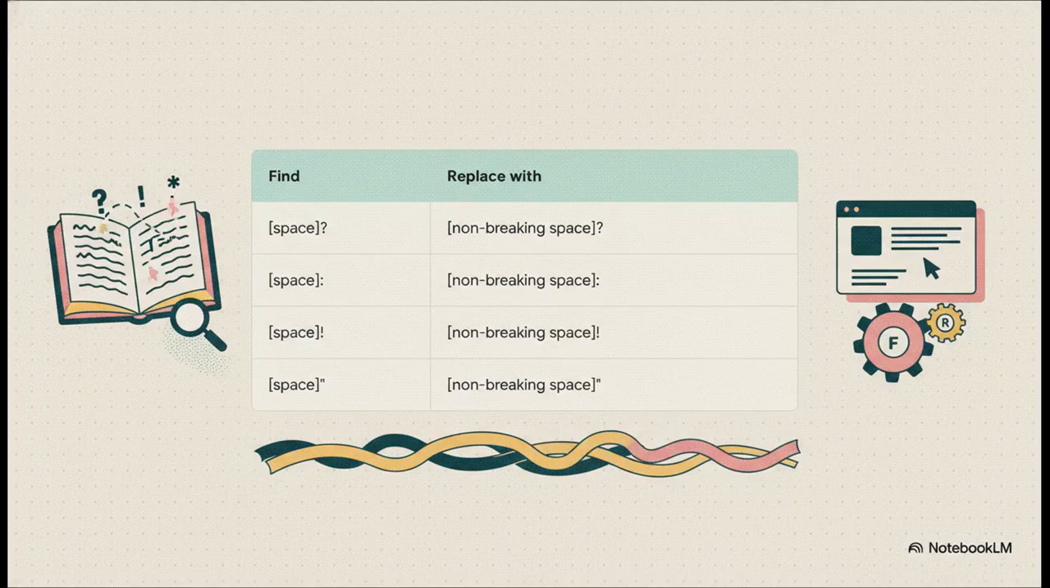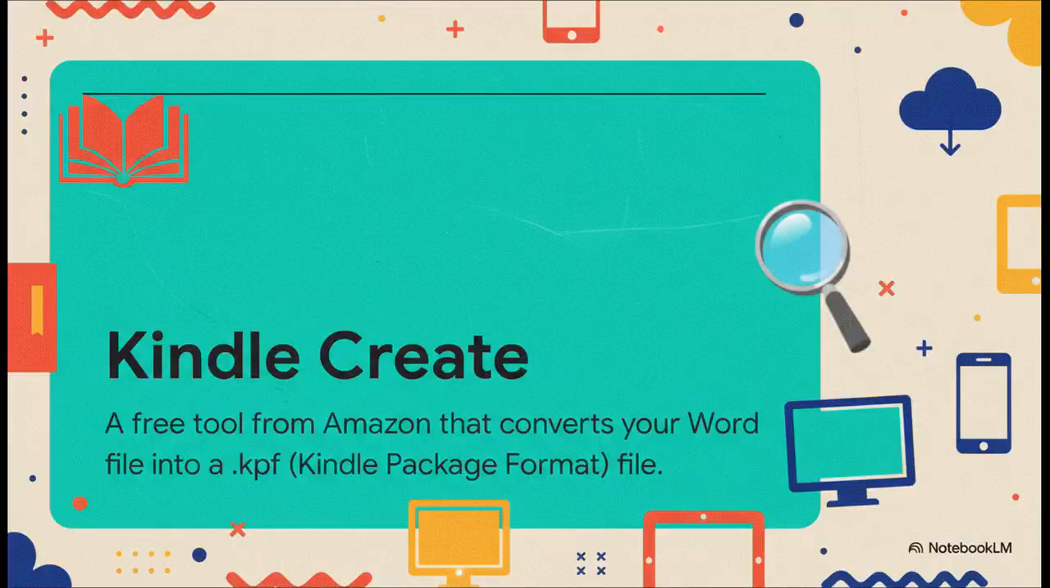Okay, now check this out. This is a real pro-level formatting tip. You know how sometimes you get an ugly line break that leaves a question mark or an exclamation point all by itself on a new line? Well, you can fix that. Using Find and Replace, you can swap out the regular space with a special non-breaking space. It basically glues the punctuation to the word before it. It's a tiny detail that makes a huge difference. All right, our paperback manuscript is looking sharp.